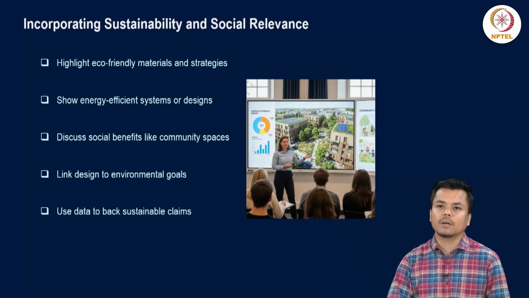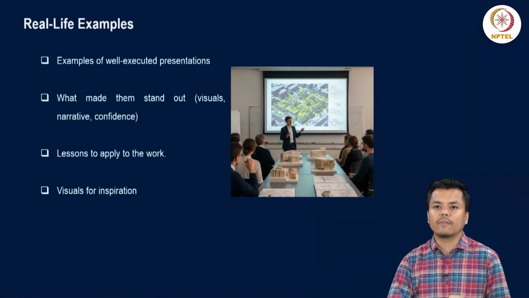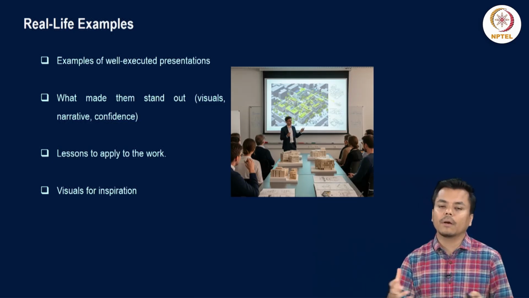Then incorporating sustainability and social relevance. If you have emphasized these aspects, try to elaborate on them wherever they are relevant. Practice and rehearsal is also an important aspect, as already suggested. Then real life examples, like examples of well executed presentations. You can look into the previous year's presentations, visualize them, see where the difficulty occurs and how you would have attempted it in that situation. Try to visualize that and then make your presentation in that order.